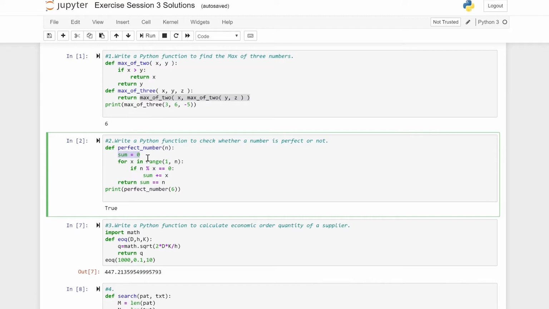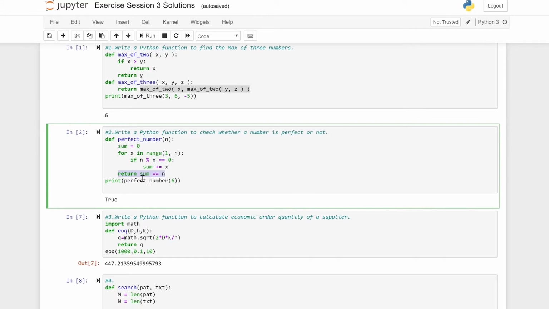Right now, I'm going to sum all these factors, and the sum at the beginning is 0. x is going to take values up to n. So if x can divide n with a 0 remainder, it means that x is a factor of n. With this statement here, I'm adding the x value to sum, and we return this condition: whether sum is equal to n or not. If sum is equal to this number n, it means that this number is a perfect number.